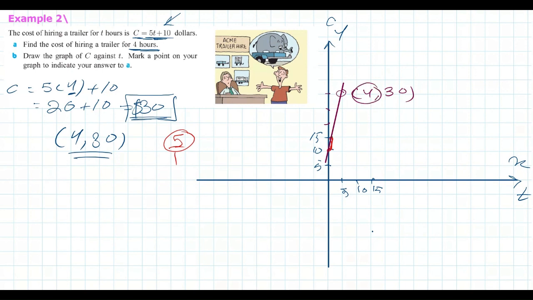Then when t equals 4, the cost should equal $30. And this is the line. And this is our first point, which is 0 and 10, which is the y-intercept. And this is the second point we generated, by moving 5 steps up in the positive direction of the y-axis and just 1 step to the right, which is this point, the second point.